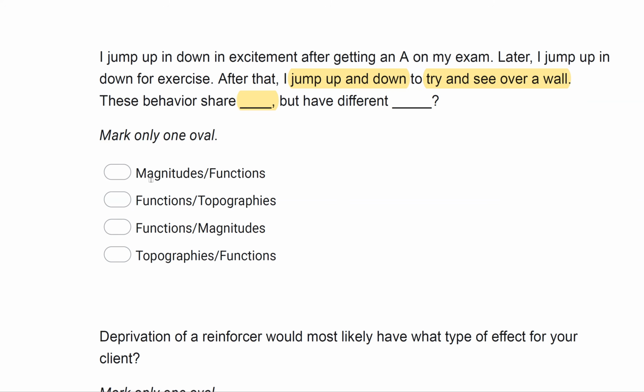Let's start there. Magnitudes. Well, we don't know the magnitudes, right? We don't know the intensity of the jumping, okay? We just know what it looks like, which is jumping up and down. So B and C, functions, well, we know they don't share functions, right? Because they're all happening for different reasons. They share topographies. So D has to be our answer. These behaviors share topographies. They all look the same, but they're happening for different reasons. So they all have different functions. Not uncommon at all. It's why function is so important, because you cannot define behavior simply on how it looks.